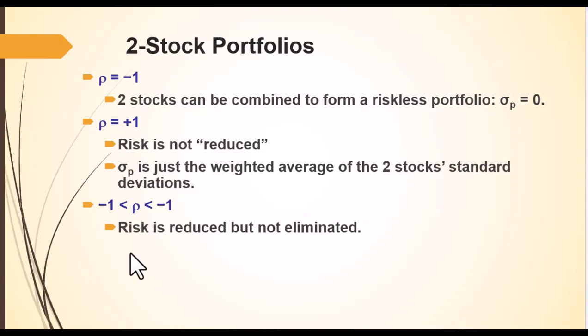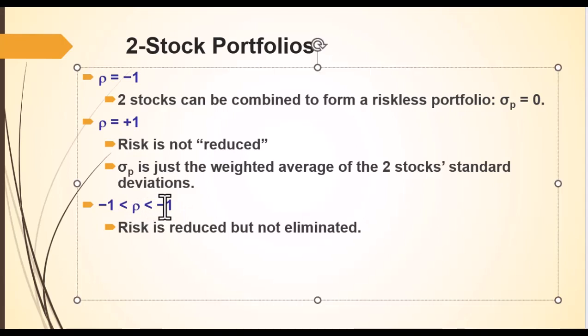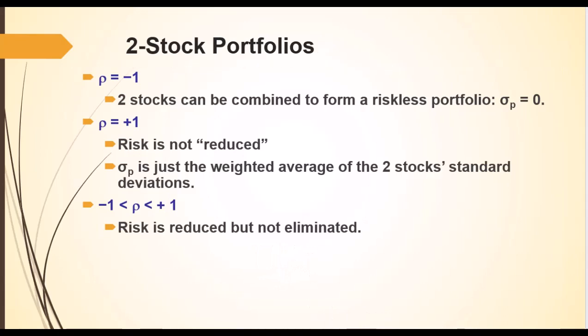If the correlation was equal to +1, there would be no reduction in risk. Essentially, you'd be investing in 2 accounts with the exact same assets in both accounts. So whatever happens to one account is going to happen to the other. There's no reduction. But as long as the correlation is between -1 and +1, then risk will be reduced. Not eliminated, but it will be reduced.